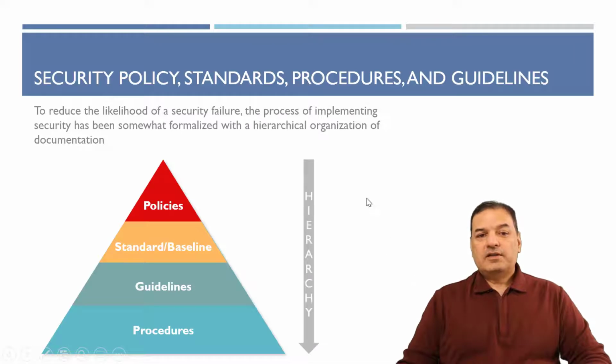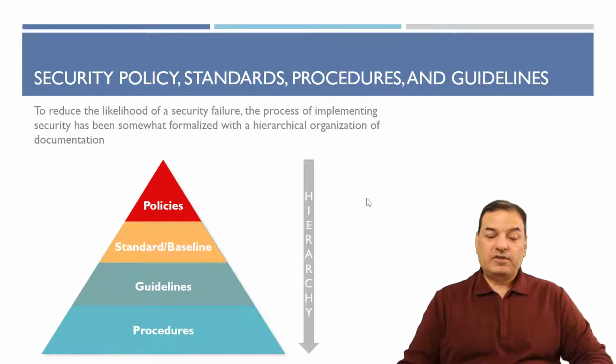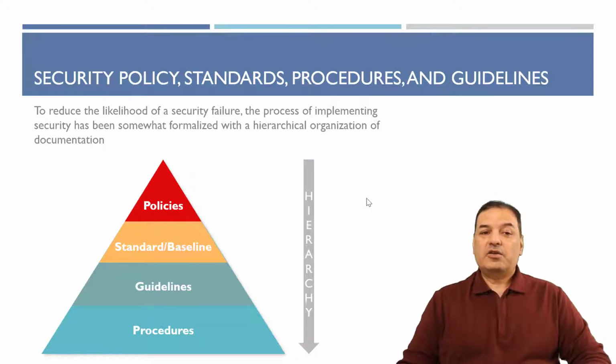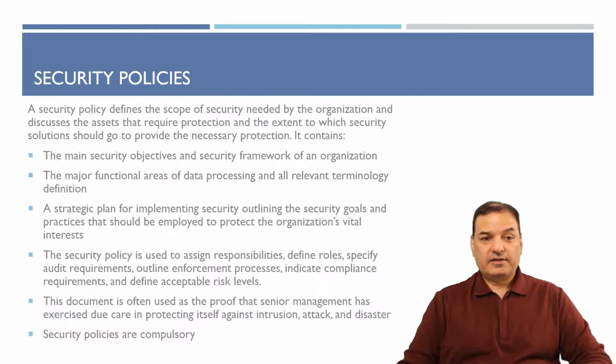So, security policy, standards, procedures, and guidelines. To help minimize the chances of security failure, meaning a breach, data exfiltration, or hacking, the process of implementing security has been formalized with a hierarchical organization of documentation. At the top of this documentation sit the policies, below that are standards and baselines, below that are guidelines, and then at the bottom are the procedures. We'll talk about these next.